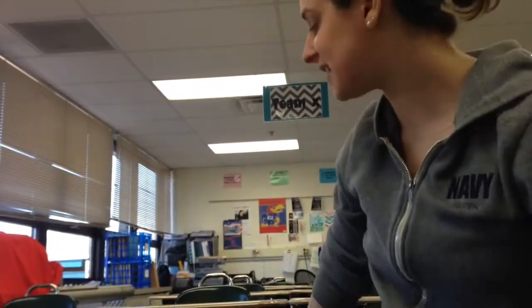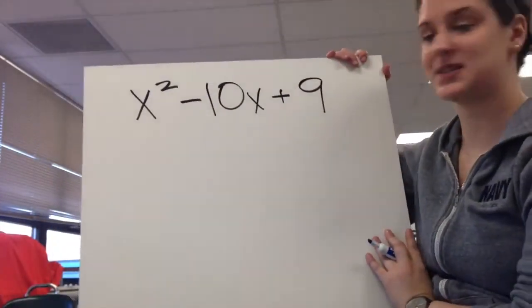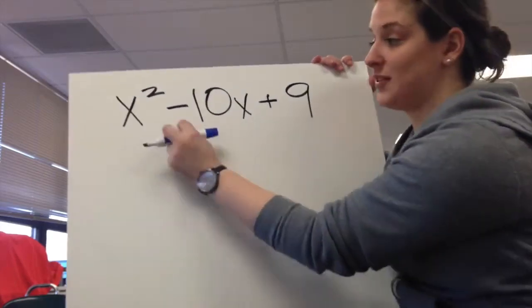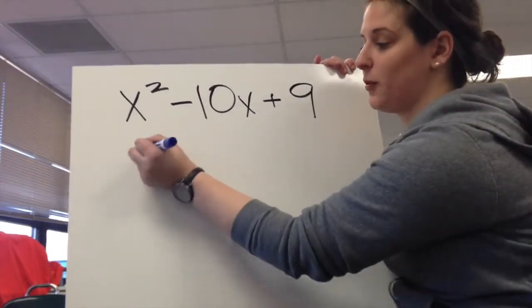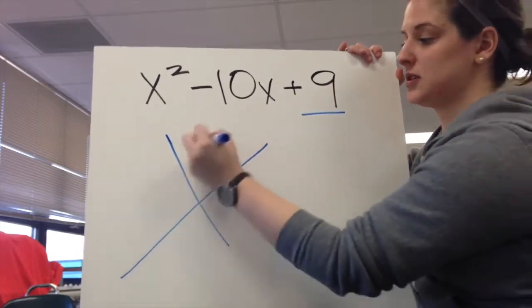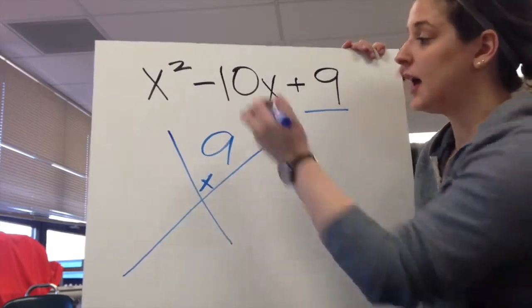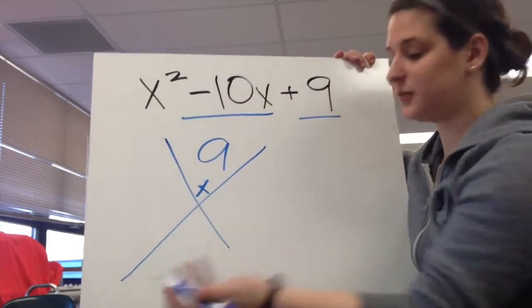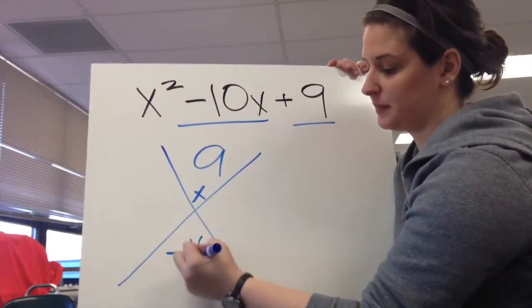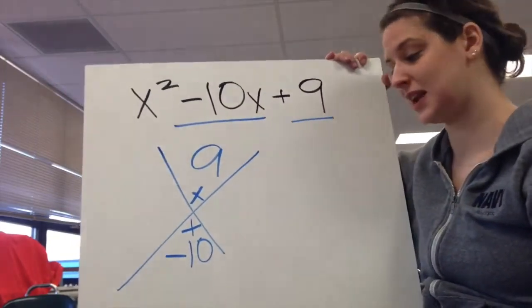Hi guys, I have another example here for our diamond X method for factoring. We have x squared minus 10x plus 9. We have a negative here, which is different from what we've seen before. We're going to use our big X method. The 9 goes on top, and we have to find two numbers that multiply to make 9. And then we have a negative 10 that goes on the bottom, and we have to find two numbers that add to make negative 10.